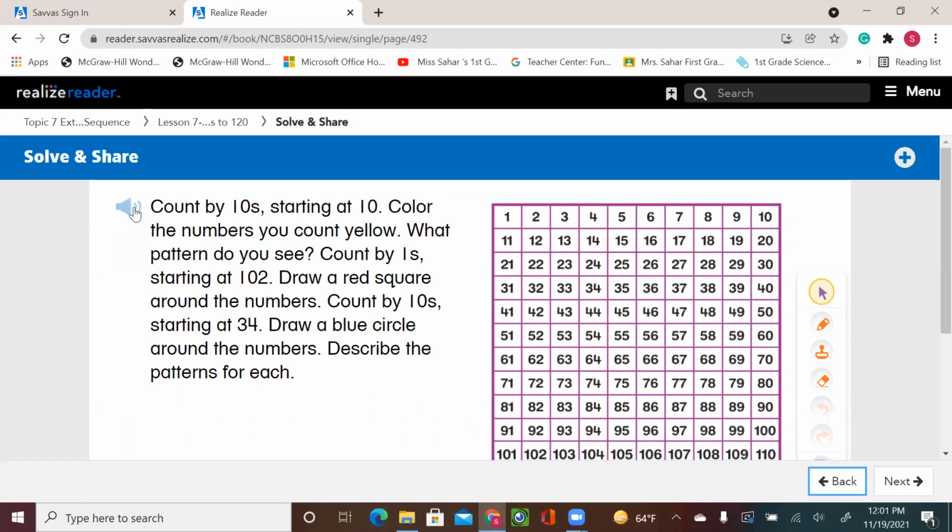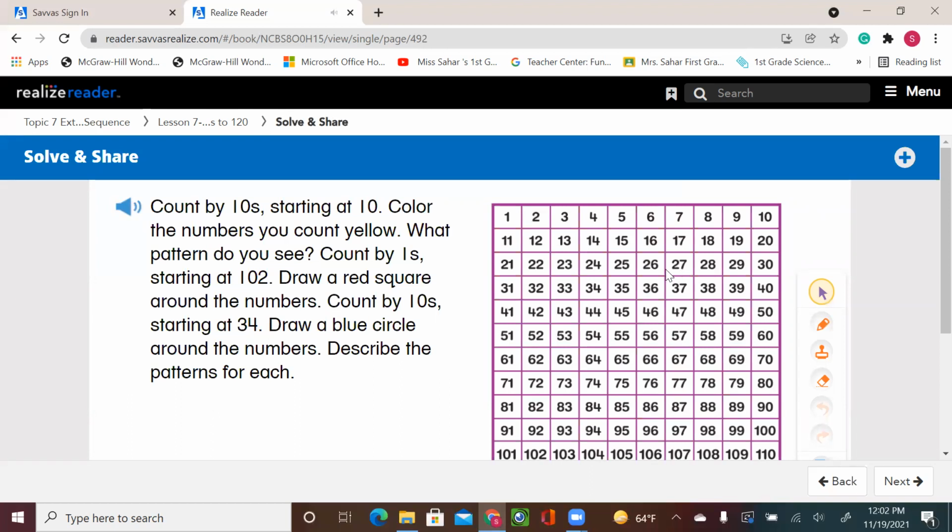All right. Count by tens, starting at 10. Color the numbers you count yellow. What pattern do you see? Count by ones, starting at 102. Draw a red square around the numbers. Count by tens, starting at 34. Draw a blue circle around the numbers. Describe the patterns for each.